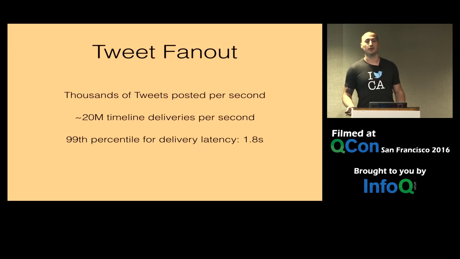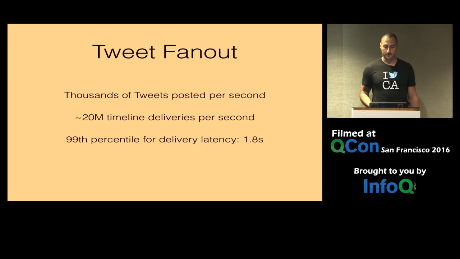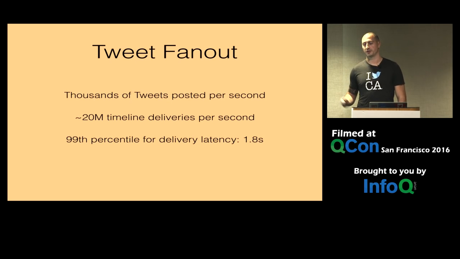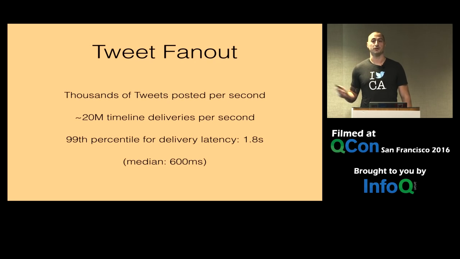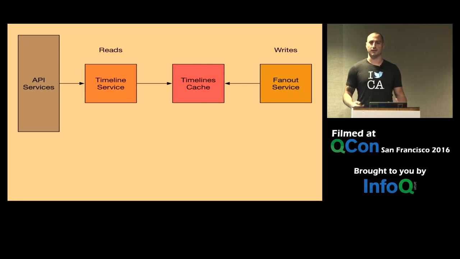And we can do the deliveries in the 99th percentile at about 1.8 seconds, meaning that 99 out of 100 tweets are delivered to users in under 1.8 seconds, with a median at around half a second. So we worked long to get those deliveries down as low as possible. And the end result of that is an architecture that looks something like this, zoomed in and at its most simplified form. We have some API services on the left-hand side.